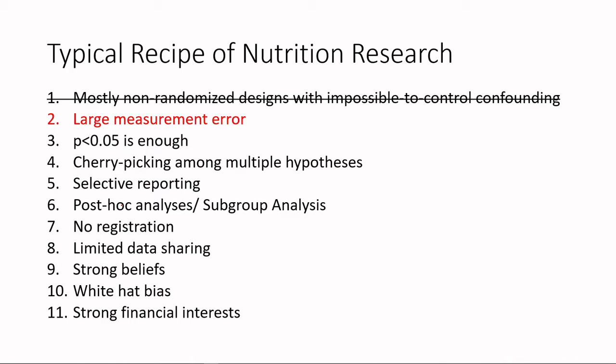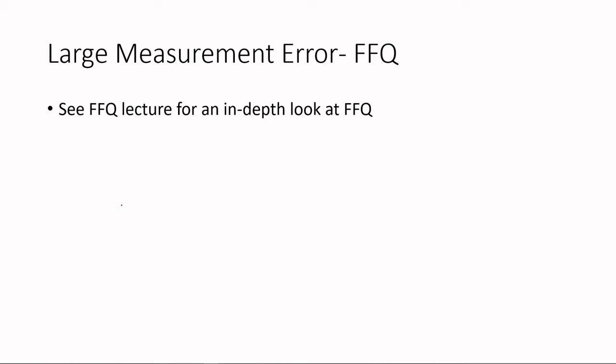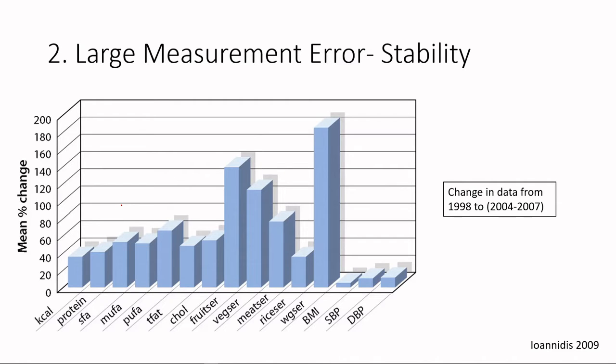Next, we'll discuss the large measurement error in nutritional epidemiological studies. First, you can go and watch the food frequency lecture for an in-depth look at the food frequency questionnaires. Dr. Ioannidis also discussed the stability of information in one of his publications. In this figure from that paper, he demonstrates the change in parameters from one food frequency questionnaire that was taken in 1998 to one that was subsequently conducted in 2004 through 2007.